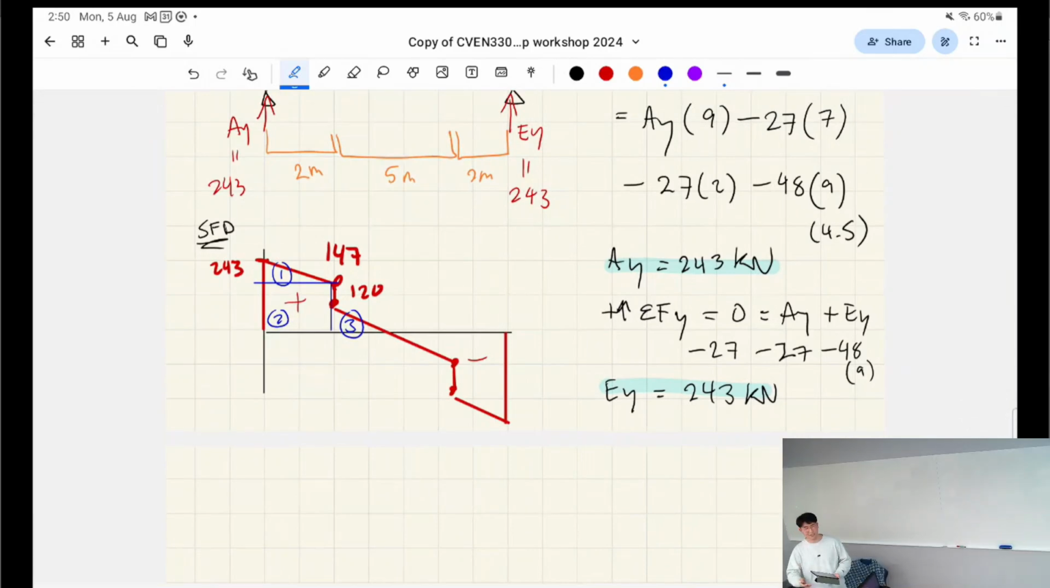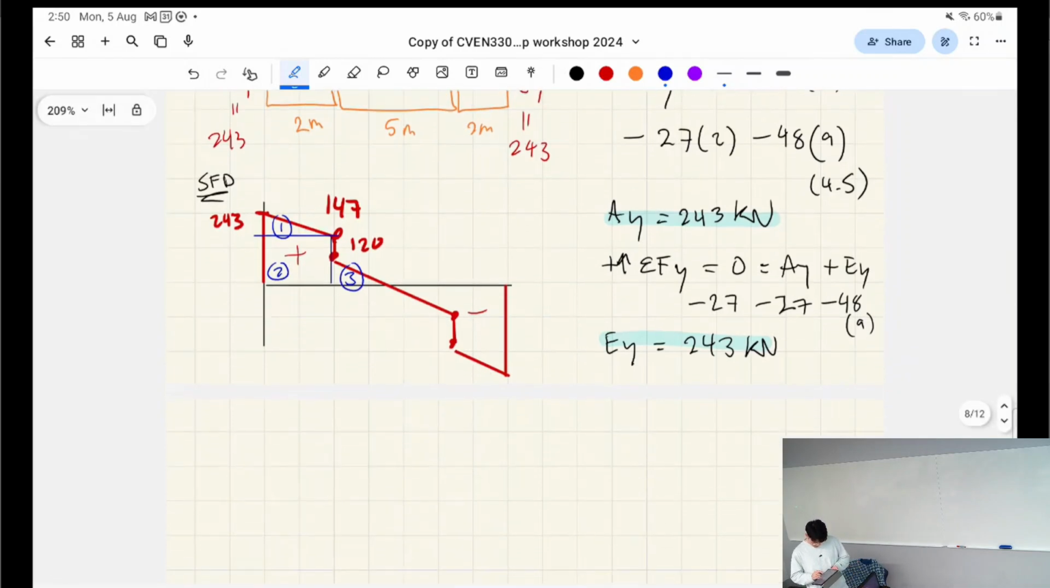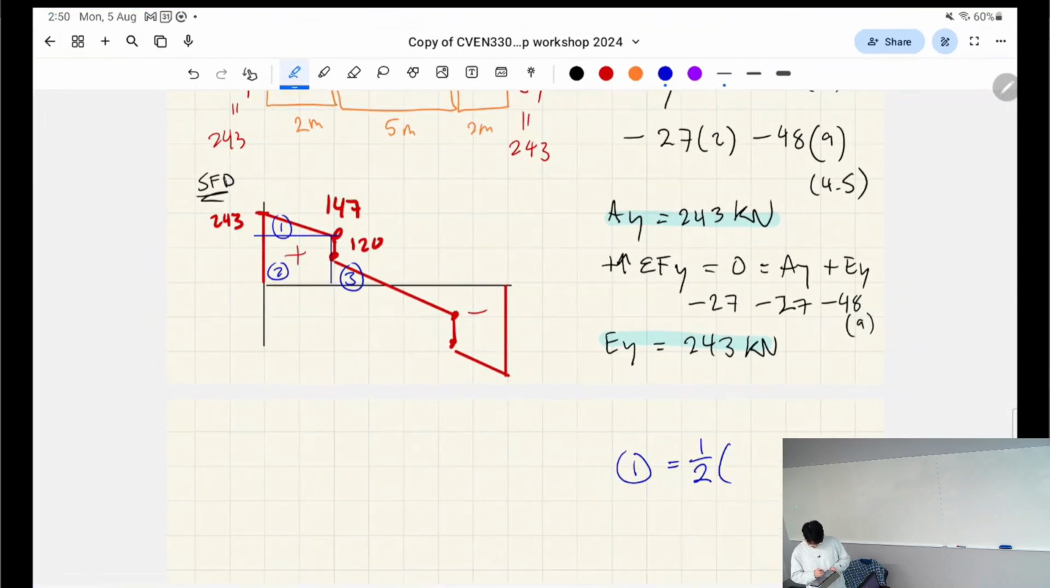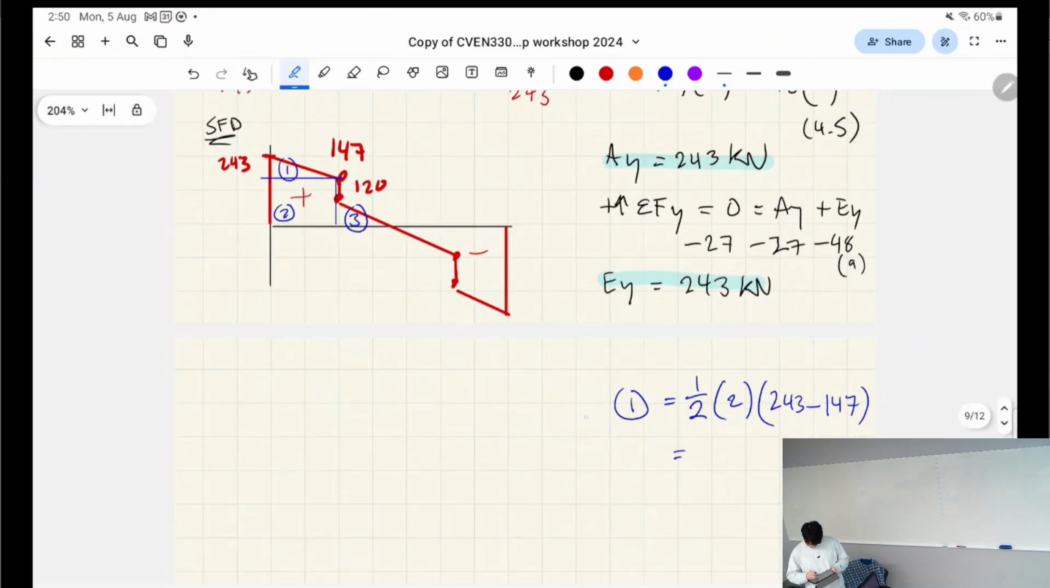This is basically just a shortcut. So this will help us find the bending moments at these points. So basically, that first shape is going to be a triangle, so it's base times height of the triangle. The base is 2 meters, right? And the height is going to be the difference between 243 and 147. Right, let's calculate that later.